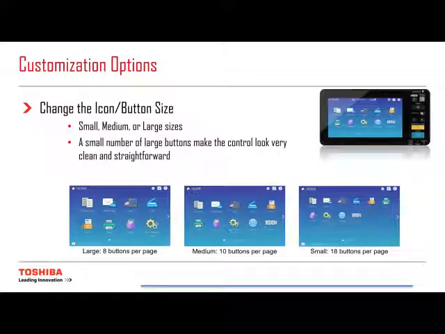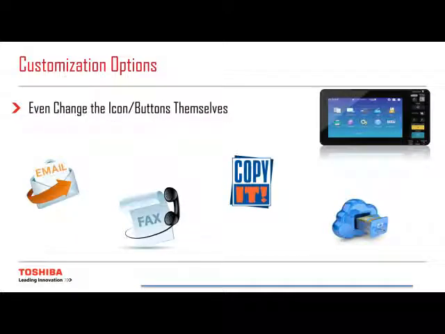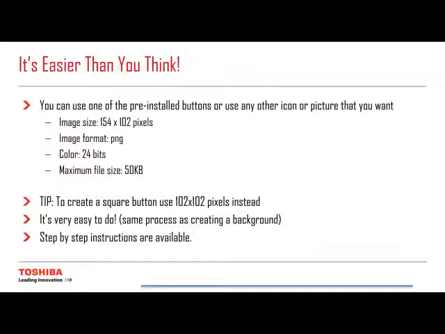Okay. You're probably already aware you can change the size of the icons to small, medium, or large. You may not know you can even change the buttons themselves. Instead of using the pre-configured buttons that come loaded on the MFP, you can create custom buttons and upload them. The process is almost identical to creating that background image. Again, obviously the pixel size is going to be smaller because it's a button instead of a large background. So the maximum image size is 154 by 102 pixels. But a tip is if you want a square button, you can create a button that's 102 by 102 pixels and you'll have a nice square button.